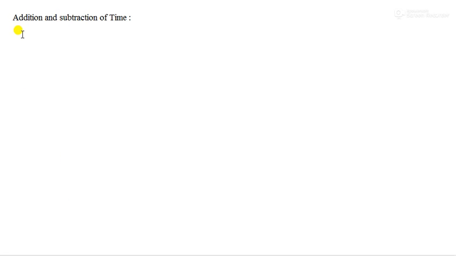Here the next topic is addition and subtraction of time. While adding or subtracting in units of time, we write each unit under its particular heading. While adding or subtracting the time, we have to write it in particular units. So suppose we have hours and minutes, here 1 hour 30 minutes. We have to write the hours in an hours column and the minutes in a minutes column.